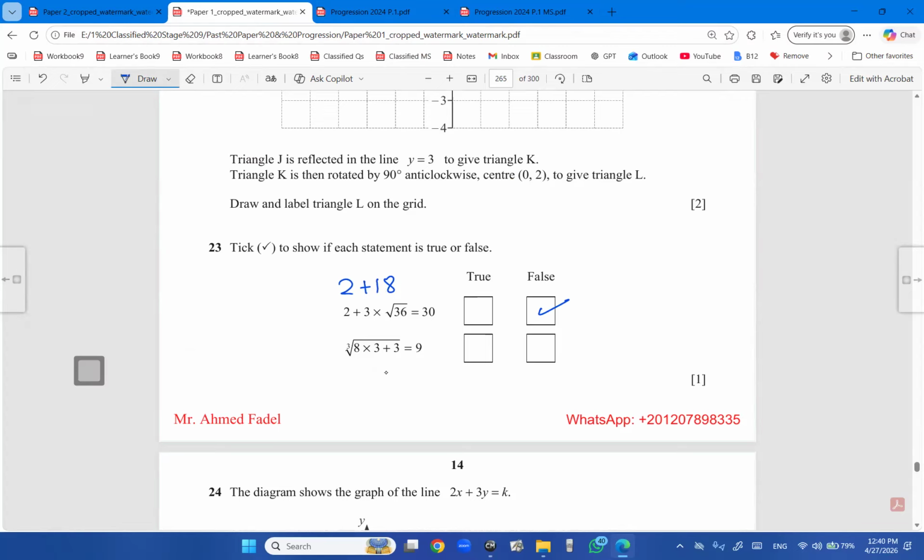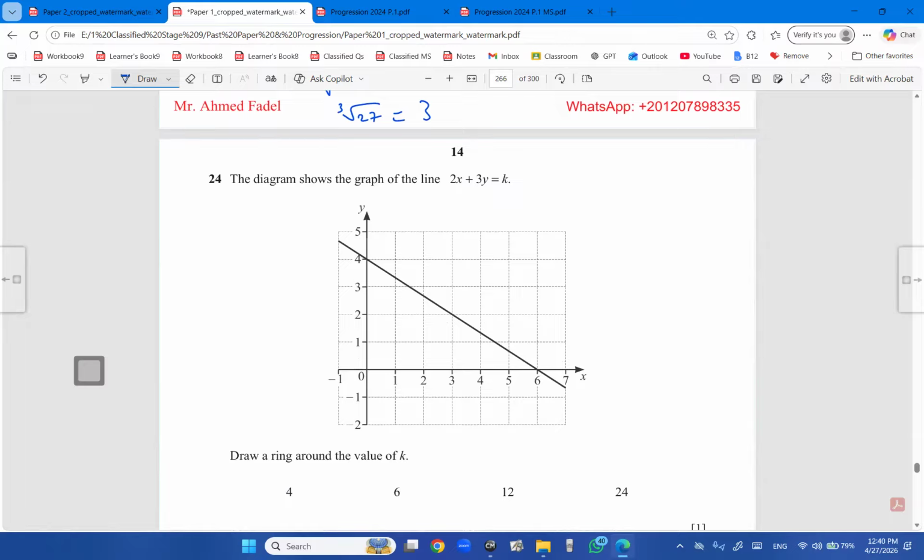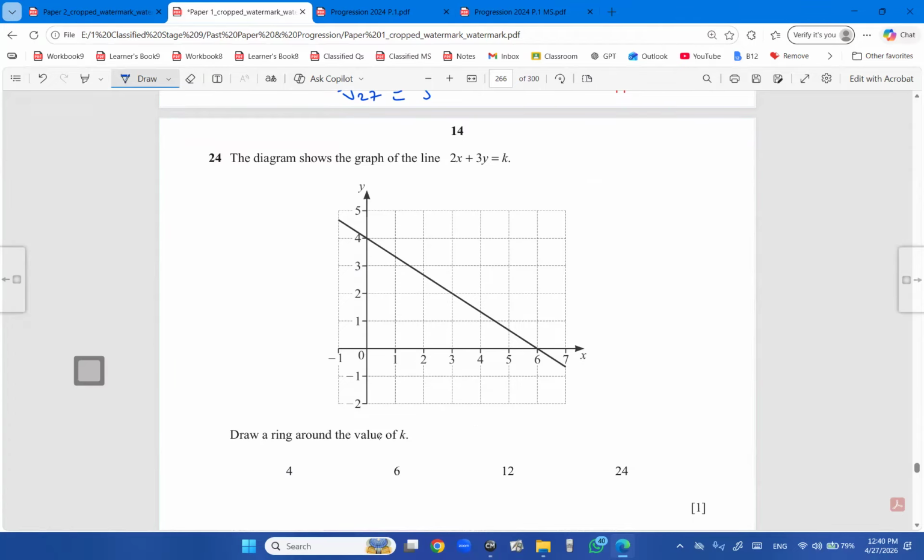False. While this one over here is the cube root of 8 times 3 is 24 plus 3, which is the cube root of 27 equals 3, not 9. So false. The diagram shows the graph of the line 2x plus 3y equals k. Draw a ring around the value of k.